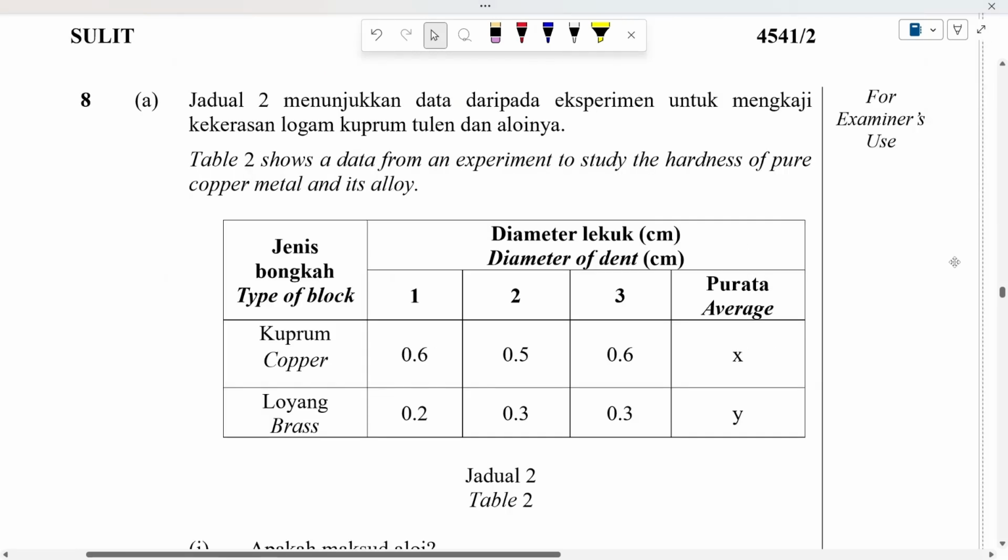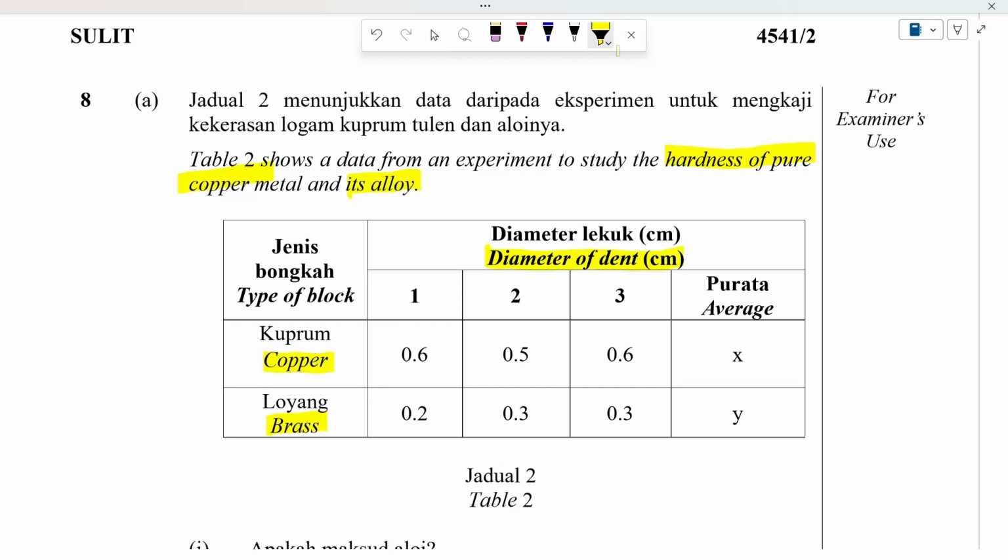Okay, question number 8. The table shows data of an experiment about the hardness of pure copper and its alloy. So pure copper, and the alloy is brass. Now, class, you can see the copper, the diameter of the dent, in centimeters. Average is X, Y for the brass. Now everybody, can you calculate the average for X and Y?